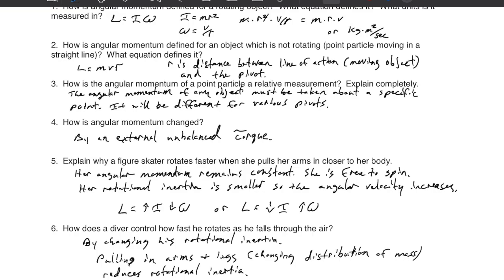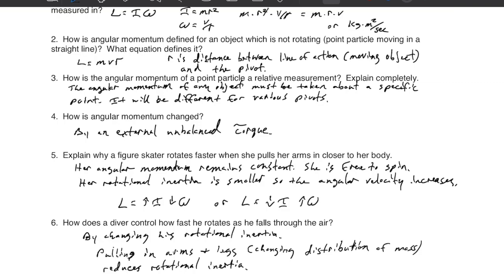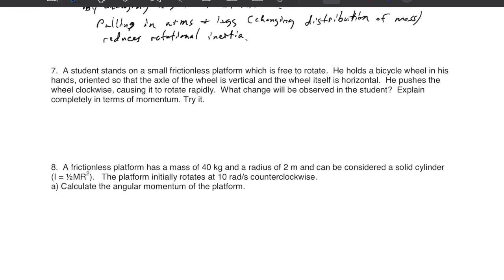A student stands on a small frictionless platform which is free to rotate. He holds a bicycle wheel in his hands, oriented so that the axle of the wheel is vertical and the wheel itself is horizontal. He pushes the wheel clockwise, causing it to rotate rapidly. What change will be observed in the student? Explain completely in terms of momentum. And it does say try it. We do have this equipment in our school laboratory.